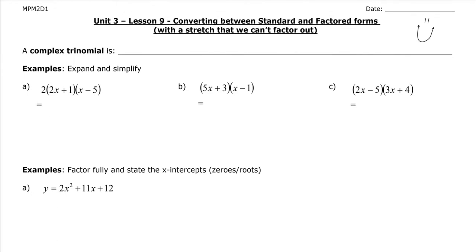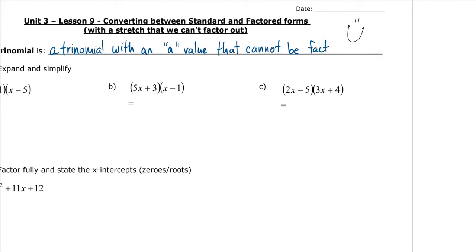So what's a complex trinomial? We're going to look at something called a complex trinomial. A complex trinomial is a trinomial with an a value that's something other than 1, and that a value cannot be factored out. In other words, that stretch factor is not a common factor.